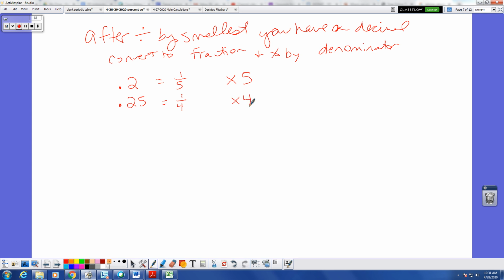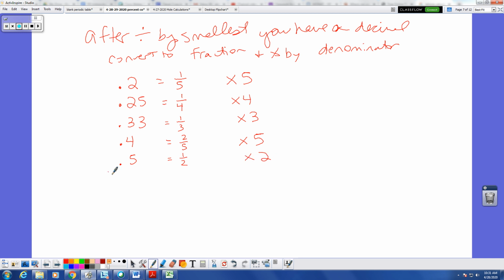So you multiply by 4. Okay, you might get 0.33. That is 1/3. You're going to multiply by 3. You might get 0.4. That is 2/5. So multiply by 5. You might get 0.5, which would be a half.